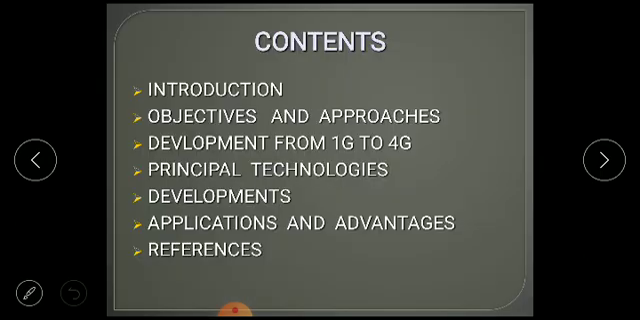So these are some of the contents that we are going to discuss about 4G technology, right? The objectives and approaches, the different evolutions from first generation to fourth generation, the various technologies used, the developments in the 4G technology, and finally the applications and the advantages, right? So these are the things we are going to discuss briefly in this lecture.